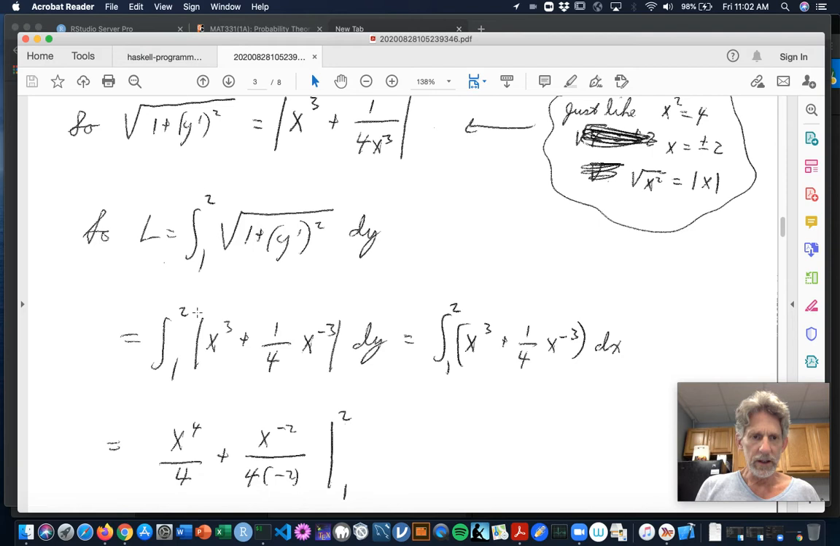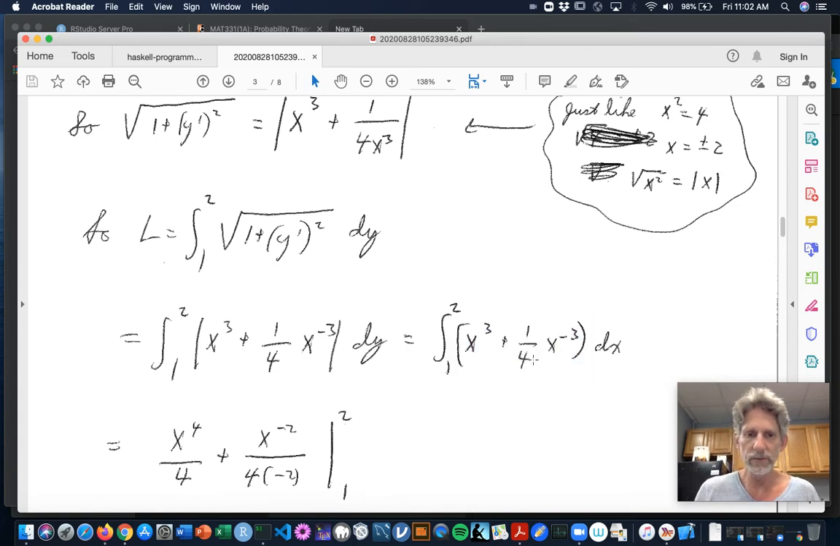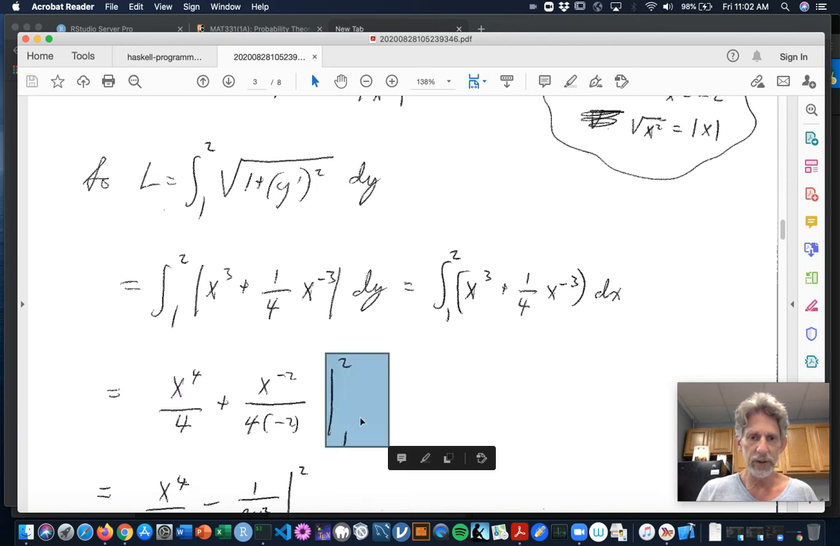So now I can think about this absolute value. Well, when x goes from 1 to 2, x cubed is a positive number. 1 over x cubed is a positive number. This expression here is going to be positive. Therefore, it's going to be equal to its own absolute value. And so I can just have parentheses there instead of absolute values. And now I'm totally ready to take the fundamental theorem of calculus, do the antiderivative, evaluate between 1 and 2.